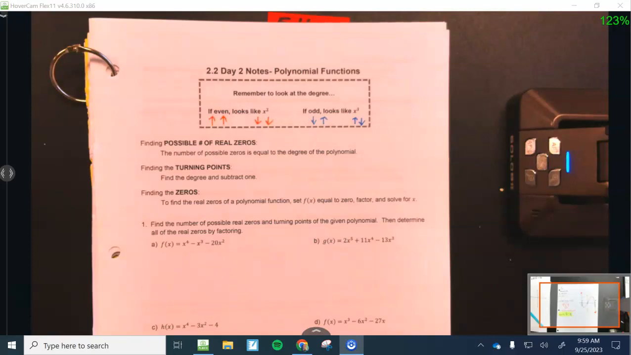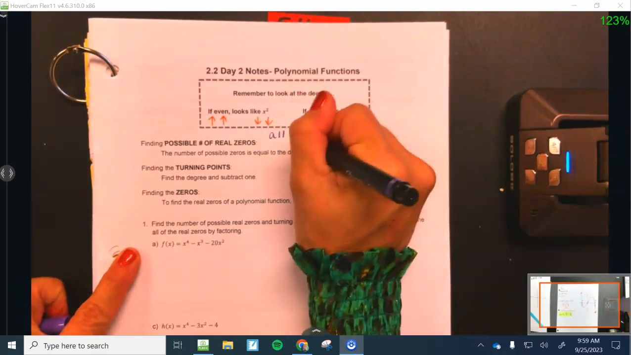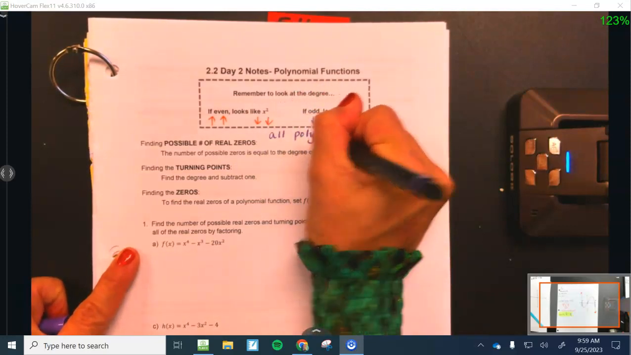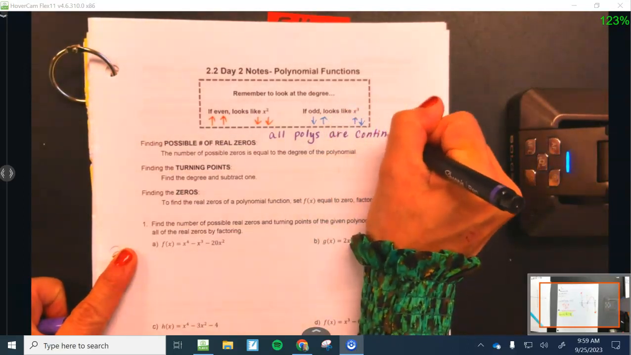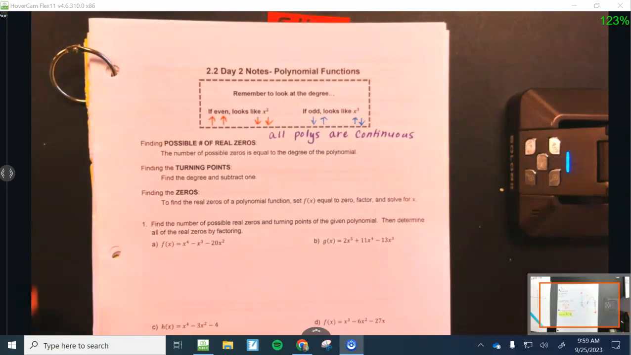Something else that I want to tell you guys that's not in the packet is all polynomials, I'm just going to abbreviate, all polys are continuous. You're not going to have any asymptotes, no gaps, no discontinuities whatsoever.